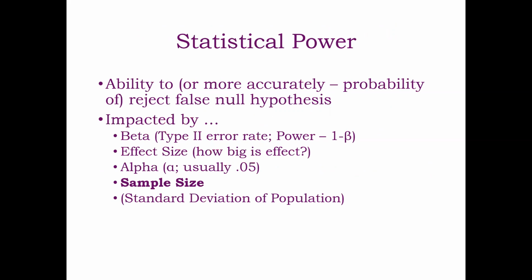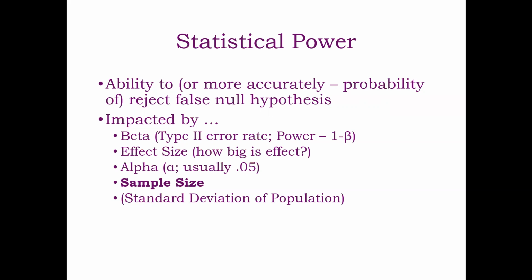The effect size: how big is the effect? Think back to our calculations for Z. Remember the numerator is always our sample mean minus the null hypothesis mean or the population mean. So the bigger that difference, the larger the numerator, so the more likely we're going to get a Z score that is more extreme than the critical Z value. Alpha: the larger the alpha, the greater your power. But on the other hand, also the greater your chances of making a type 1 error.